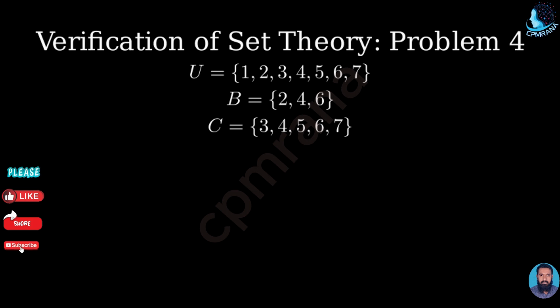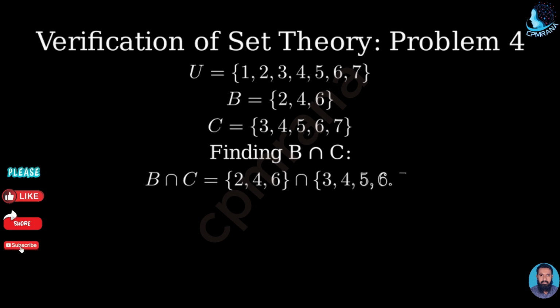Now, we will find the intersection of sets B and C. The intersection B intersection C consists of elements common to both sets. Thus, we calculate B intersection C equals the set containing 4 and 6.